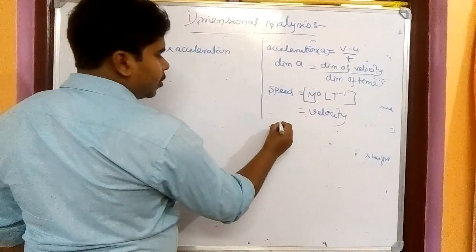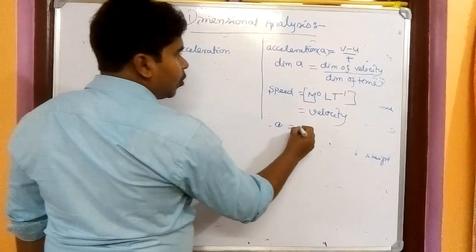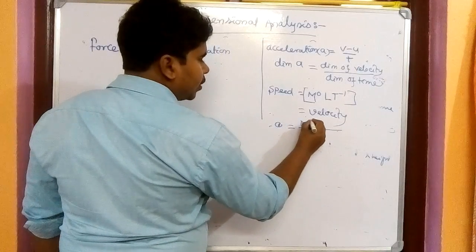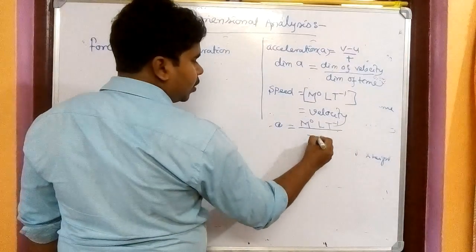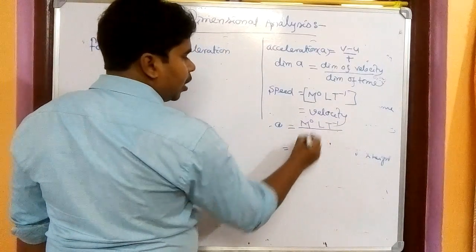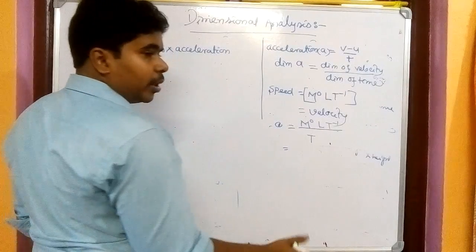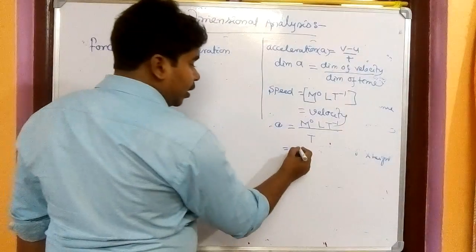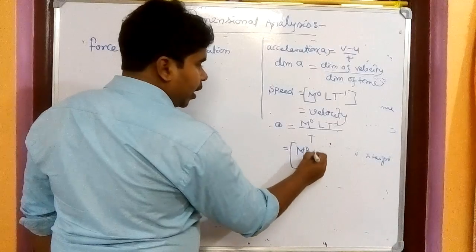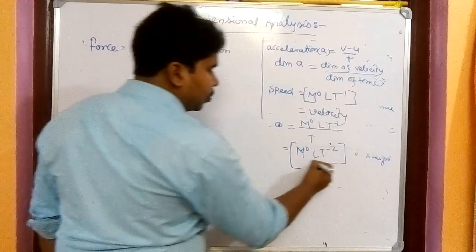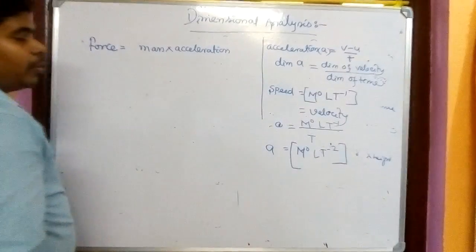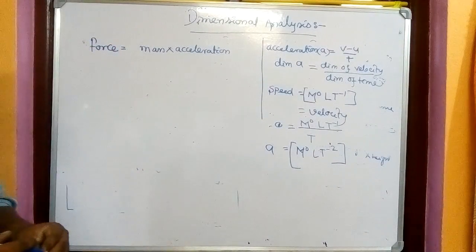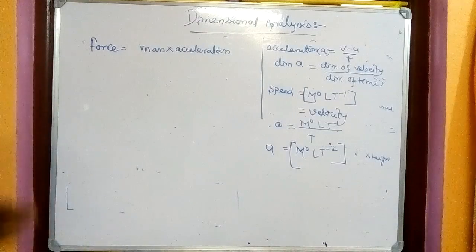So the dimension of a equals the dimension of velocity, that is M to the power 0 L T to the power minus 1, by the dimension of time T. When this T comes upward it is T to the power minus 1, and again T to the power minus 1 is coming. So M to the power 0 L T to the power minus 2. That is the dimension of acceleration.